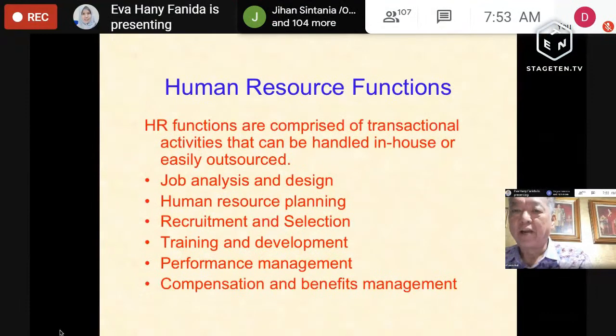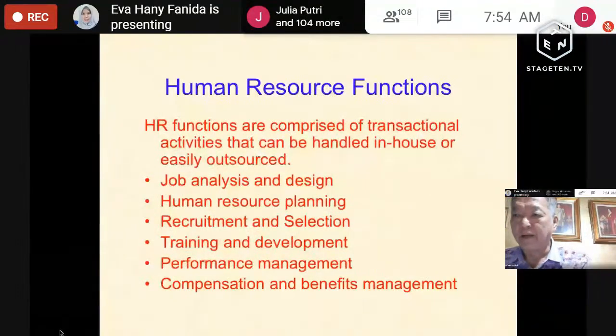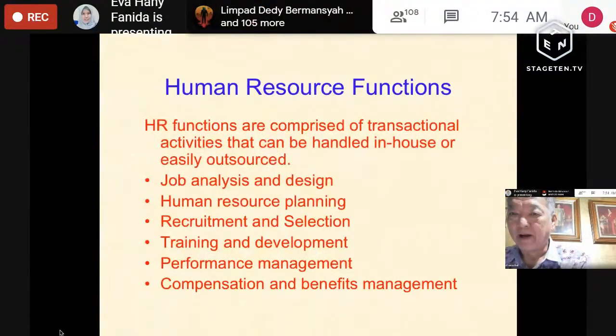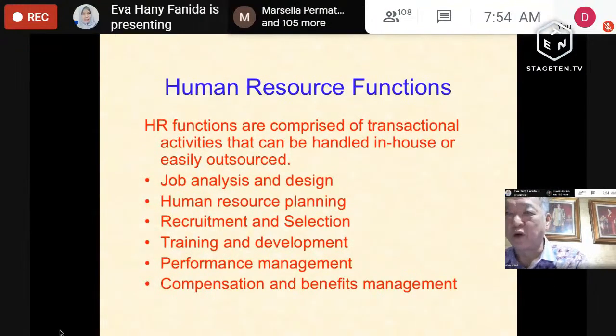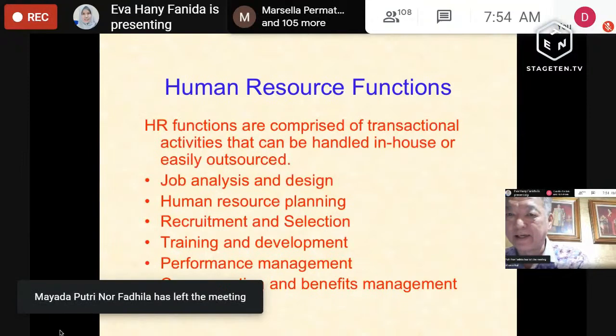Okay. So the next function is about money, or compensation and benefit management. Sometimes we call it remuneration management. The easy terms are salary and wage. When they work for us, we have to pay them for their living and pay them as an incentive to work better for us. Okay, that is our function as well.